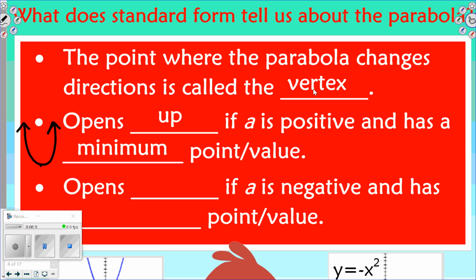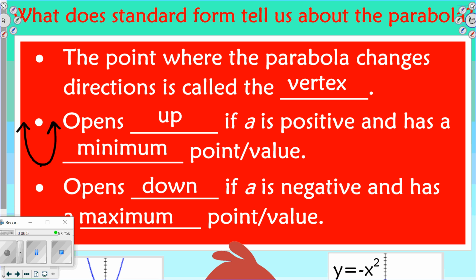All right, opens which direction if A is negative? It's going to open down. And the vertex, will it be the highest point or the lowest point? It's going to be the highest point. It's going to have a maximum. And again, if you think about what the graph looks like, my A value is negative, and then that vertex is the highest point on the graph before it falls back down again.